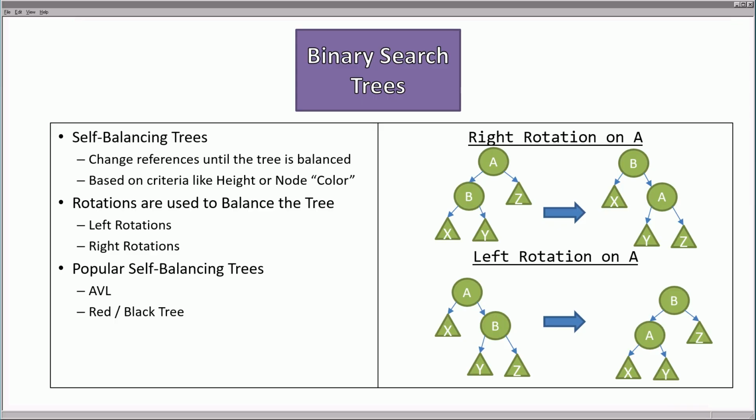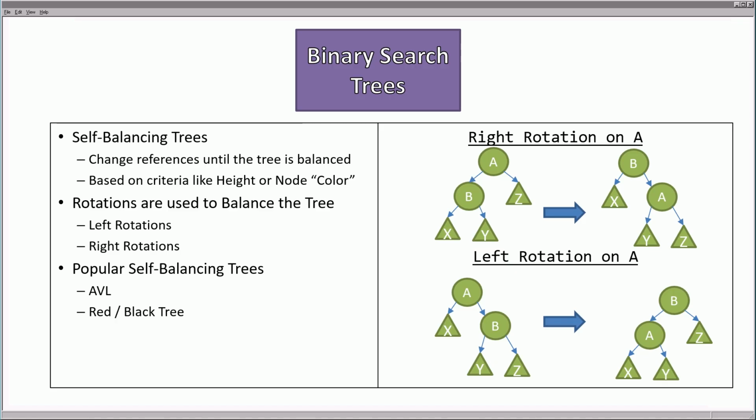What we can do is introduce an idea called self-balancing trees. And what these do is you change references until that tree is balanced. And this can be based on criteria like the height of a node or a node's color. In any event, self-balancing trees use what's called rotations in order to balance the structure.